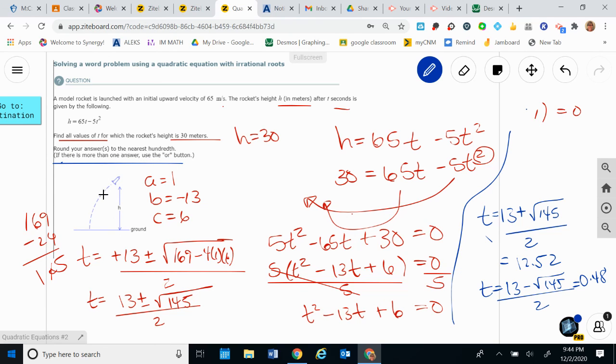Okay, think about it. If you have a rocket and it goes up and it goes down, they're asking you when the height is 30. So right here initially, it looks like it goes right here at time is equal to 0.48. Okay, 0.48 seconds have passed. Half a second has passed, you guys, and it's at 30 meters. And then when it's close to getting to the ground on the other side, now the time that has passed is 12.52 seconds. And then it's also at 30 meters. Do you see it? It hits it twice because it's going up and coming down. That's why you have two answers.